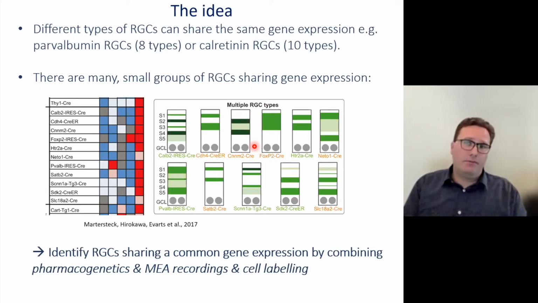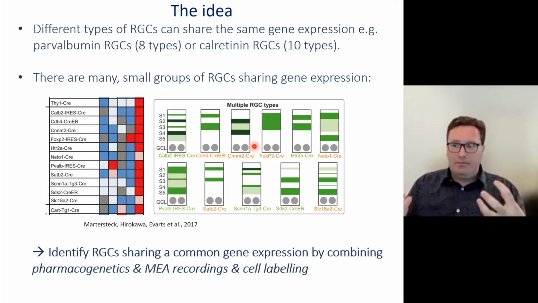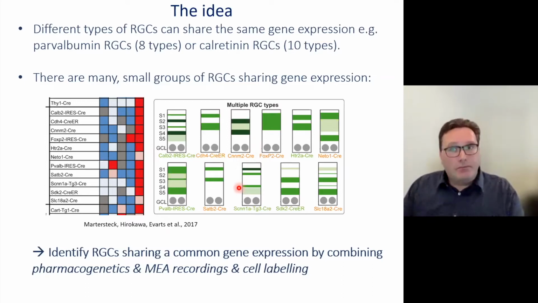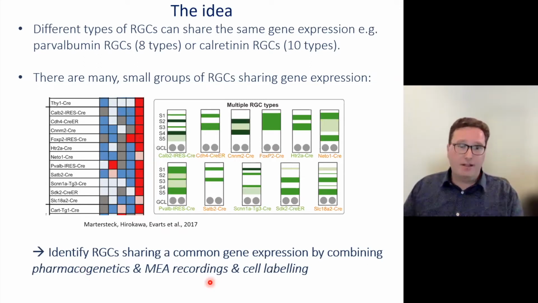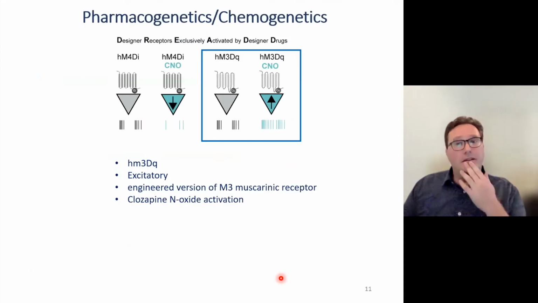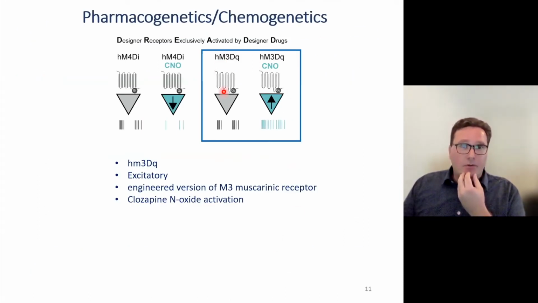Why do they have the same gene expression? Can we use it to get really nicely isolated networks? And a further question would be why they have the same gene expression. Do they have something in common, or do they somehow work together? So that's the goal, that's the aim. We want to use our big MEA recordings, and we combine that with pharmacogenetics. I haven't explained that yet; in a second, I'm doing that. And then on top of that, we put cell labeling, and for a reason I will tell on that slide.